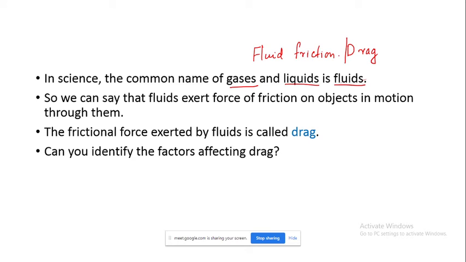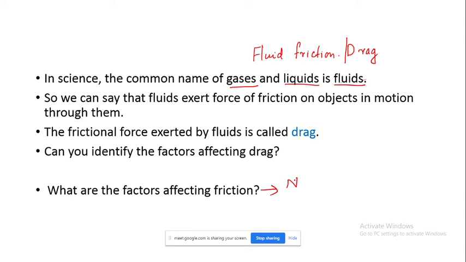So you know the factors affecting friction, right? Tell me, what are the factors affecting friction first? Let me write it down. Nature of the surface. Okay, Sirishma is saying nature of the surface. And conditions. Okay, Mokshita, what condition?